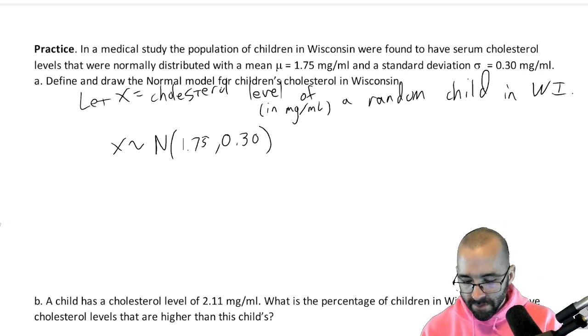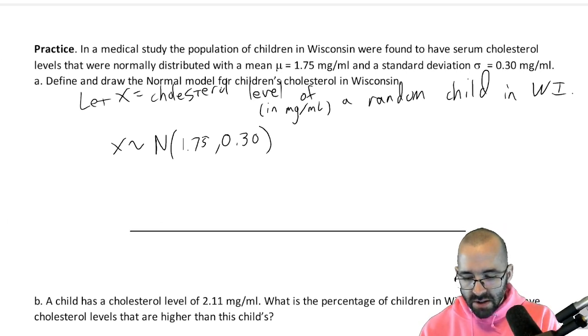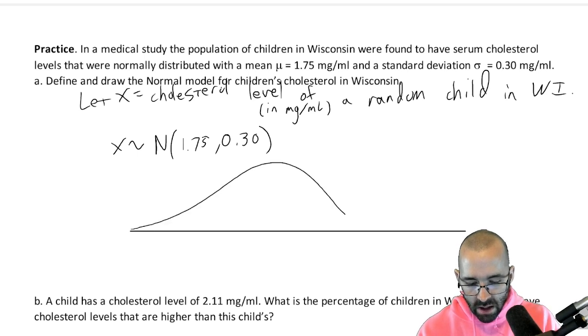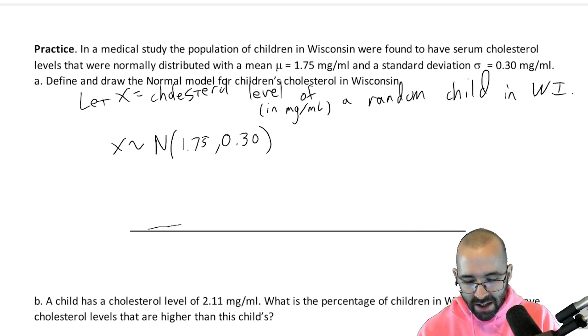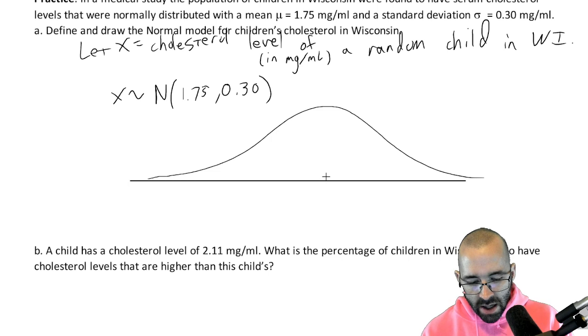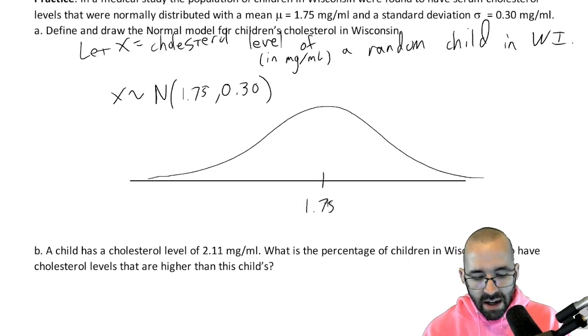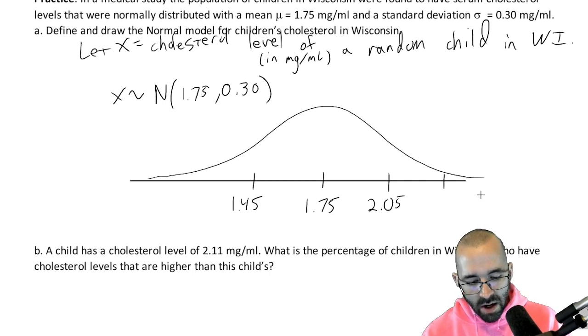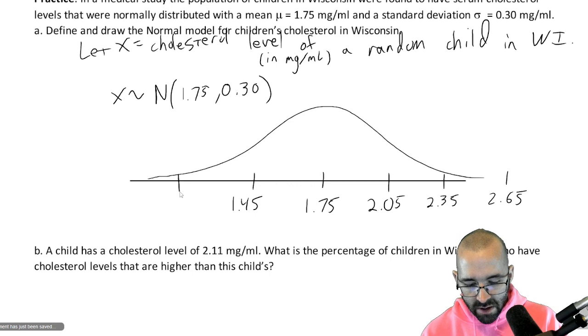Now we can just draw a picture. So we know it's going to look something like this. All normal curves look something like this. We know the middle is the mean of 1.75. And then the inflection point in either direction is 1 standard deviation above or below the mean. So add 0.30 or subtract 0.30. And then we could go another one, 2.35, or another one, 2.65. And in the other direction as well.